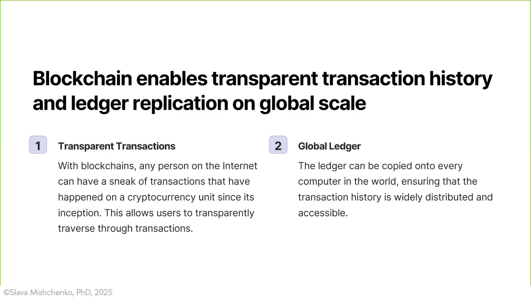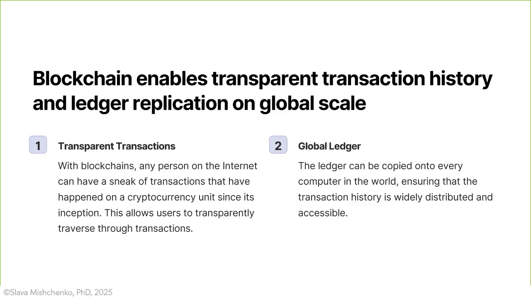So I'm going to give you a practical example here. When you make a Bitcoin transaction, it doesn't just get recorded in one central database. Instead, it gets copied to thousands of computers across the globe. And this means that to alter any transaction record, someone would need to simultaneously hack not just one, but the majority of these computers, making it virtually impossible to manipulate the system.